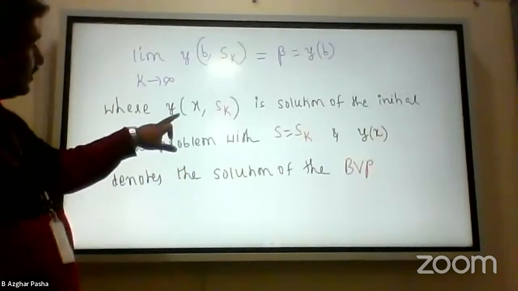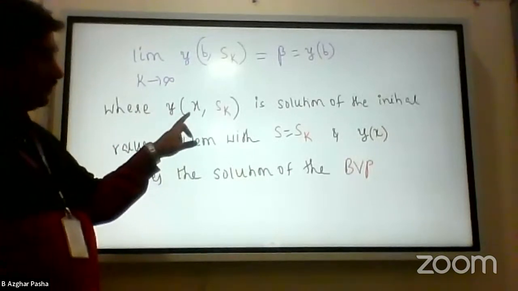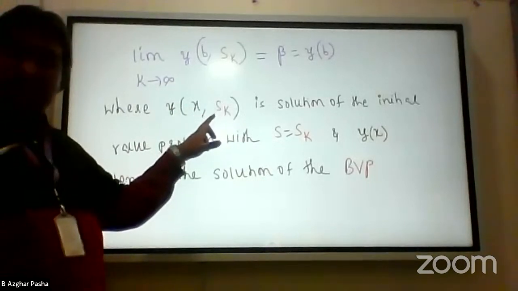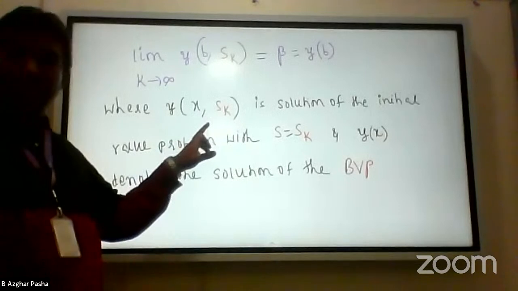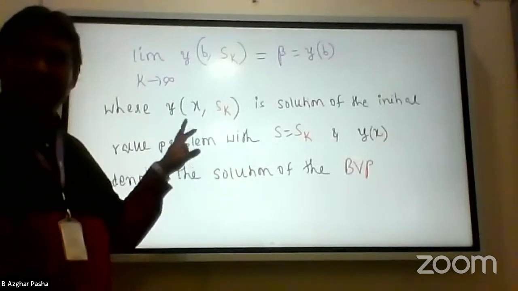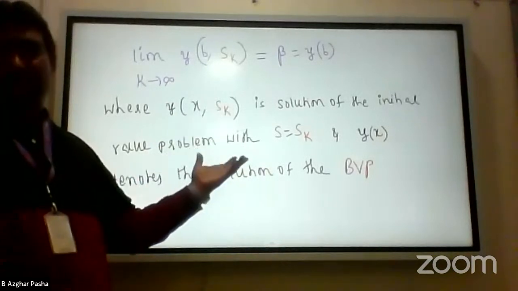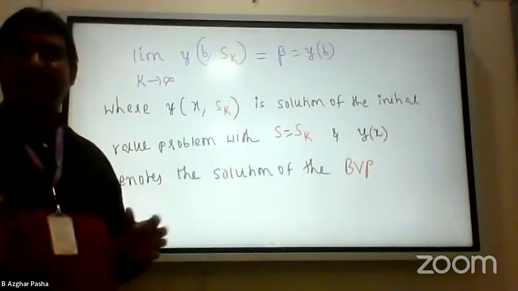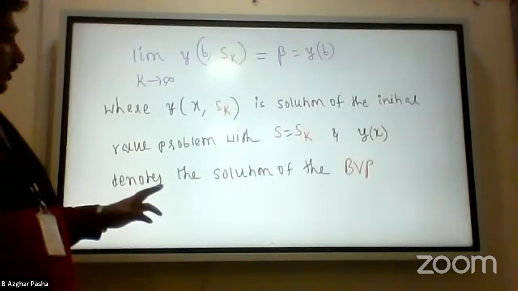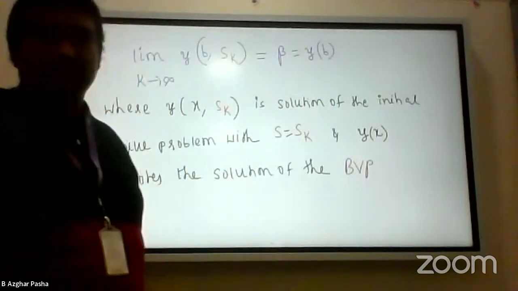So what I get is an initial value problem. I'll denote that solution as Y of X comma Sk. That is, I have obtained the solution for the differential equation by approximating the slope as Sk. Y of X comma Sk is the solution of the initial value problem with slope Sk, not the boundary value problem. And the solution of the actual boundary value problem is Y of X.